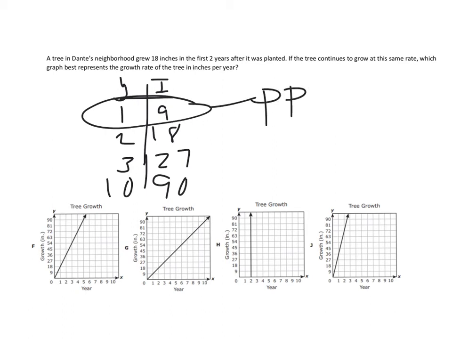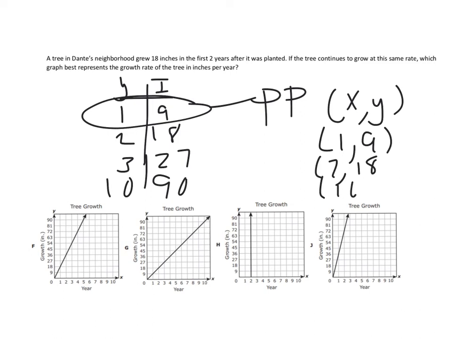If I wrote this as a coordinate pair, remember I would have x value, comma, y value. So in this case, I'm looking for the graph that has perfect points of 1, 9, 2, 18, and let's say 10 and 90. So if I look at these graphs, which one? Let's look at answer choice F. Here's the x value of 1, and it lines up with a y value of 18. That does not match our table. We know that we can eliminate this answer choice.